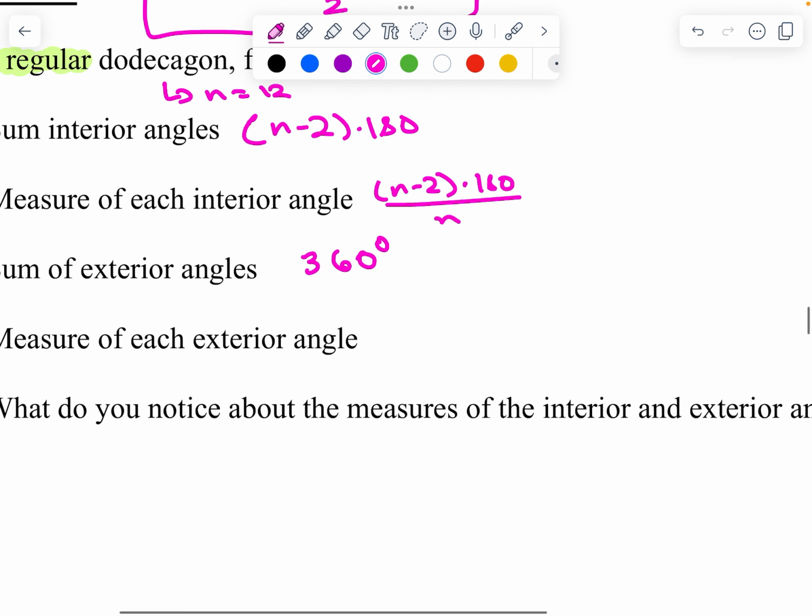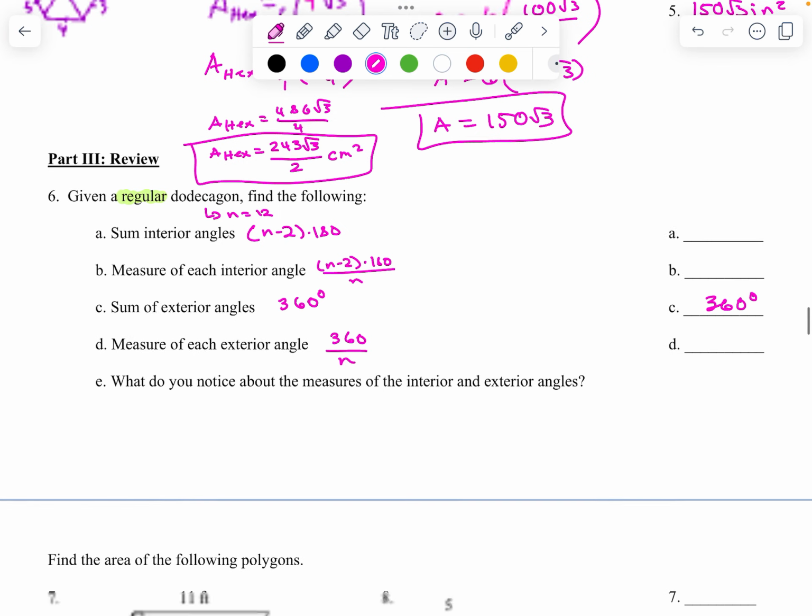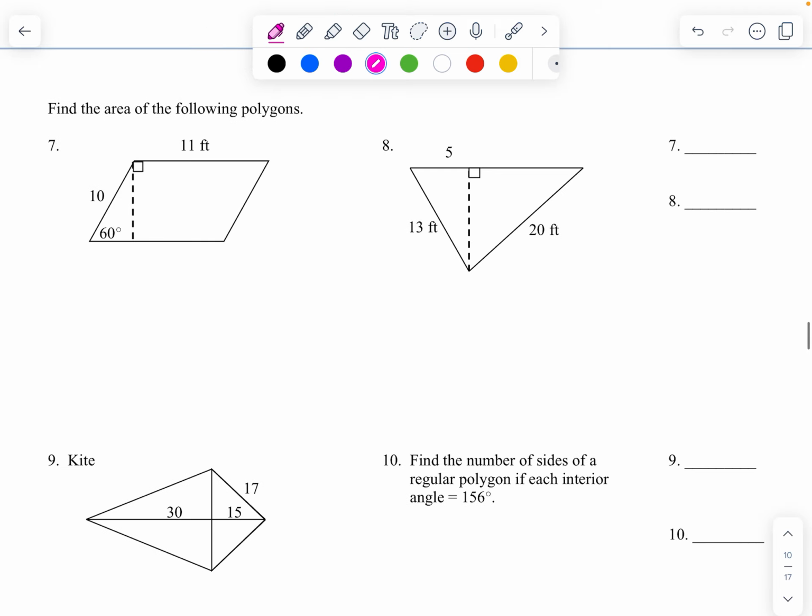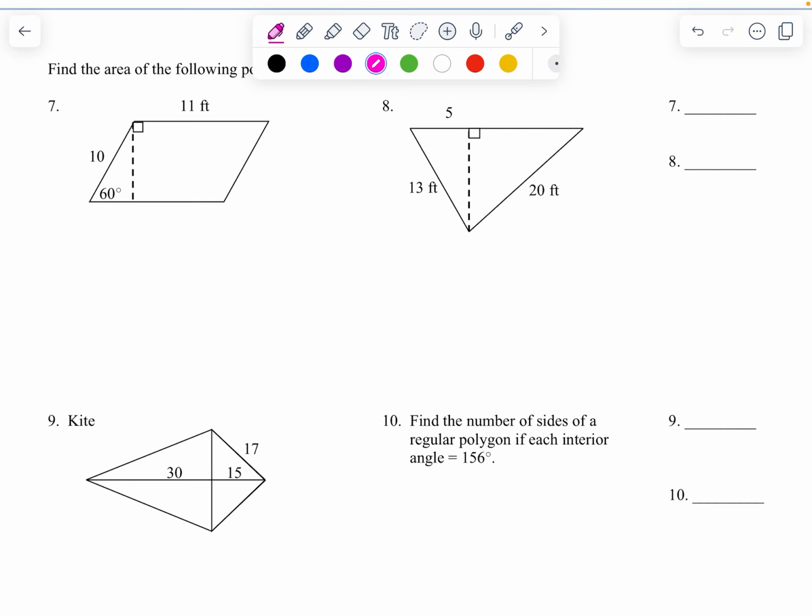And the measure of each exterior angle is just going to be 360 divided by m. So you'll divide that by 12 and you'll get your answer. And the one thing, I want you to go ahead and answer E yourself. Okay, so let's keep going around here.